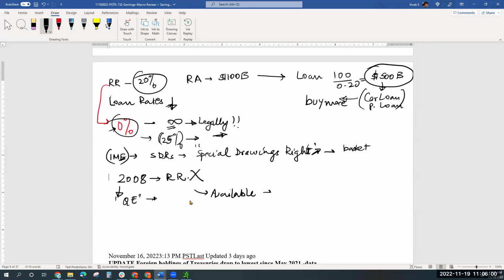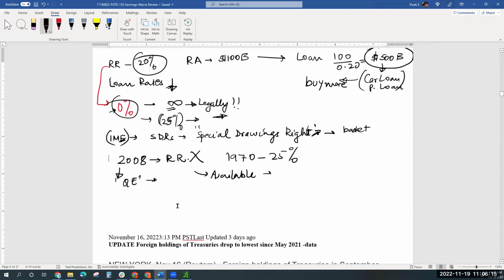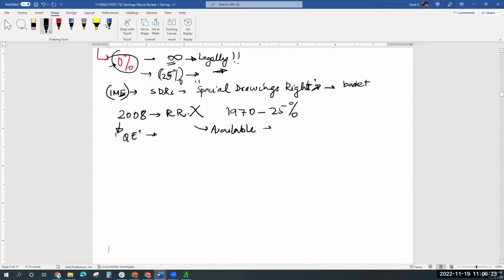Okay, so I do have a note somewhere saying in 1970, the reserve ratio used to be 25%. But now it doesn't work anymore, because the reserve accounts have already swelled so much. The reserve accounts that banks have with the Fed have become so big. Now there are trillions of dollars in the reserve account. Even if you increase the reserve ratio by 10%, if there are $9 trillion on the Fed balance sheet, you still have $8 trillion, which is huge.